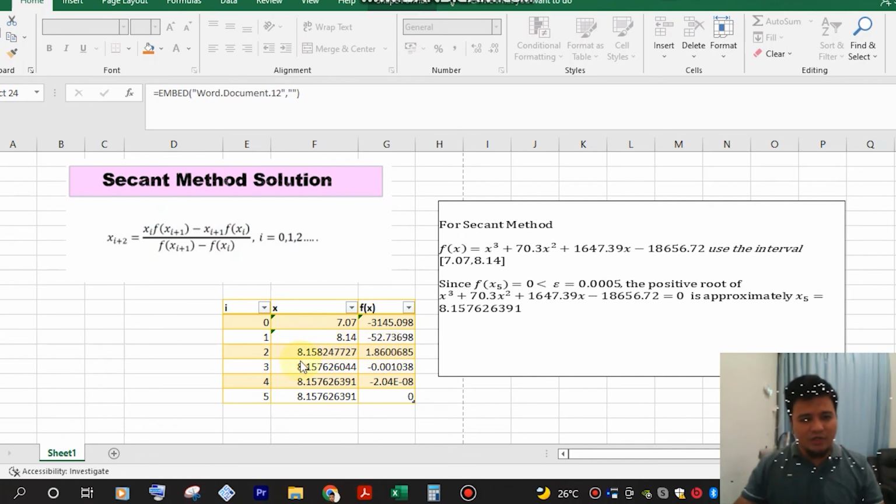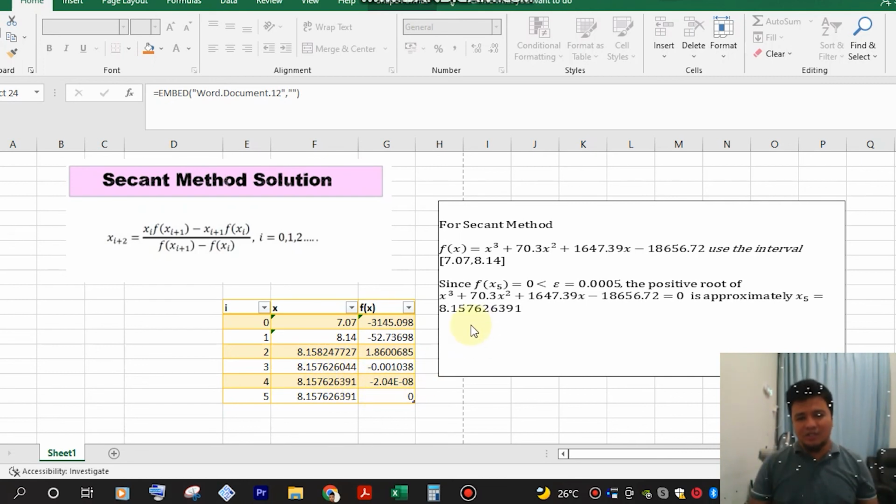Next, how I got the x value is by using this formula. I use Microsoft Excel and I get the value. Now I substitute this value, so I get this value of f(x), 1.8600685. By resubstituting the value into this second method formula, I get the next number of x and I substitute. So the process is repeated until I get 0.